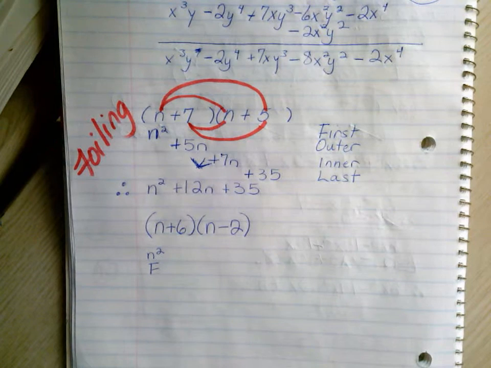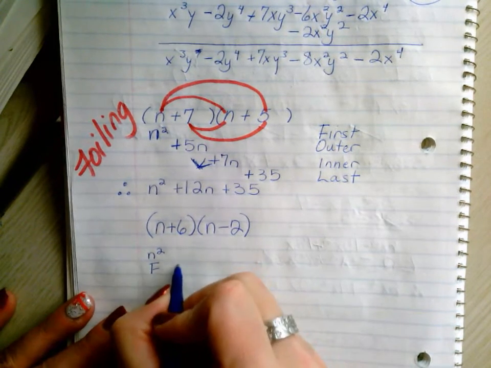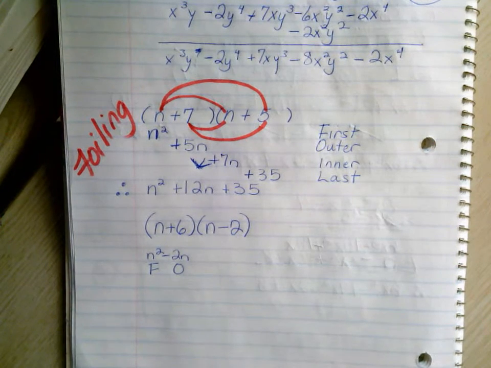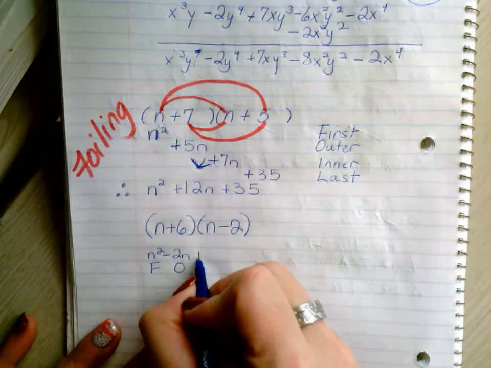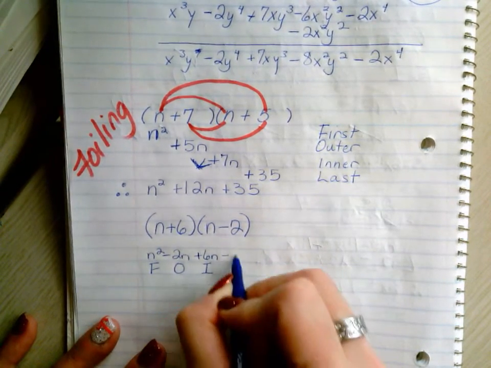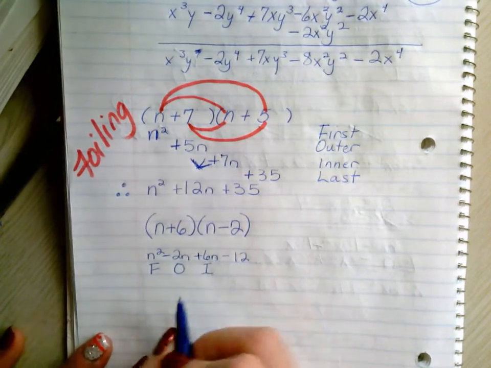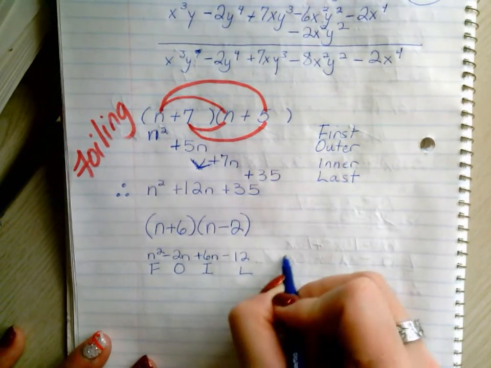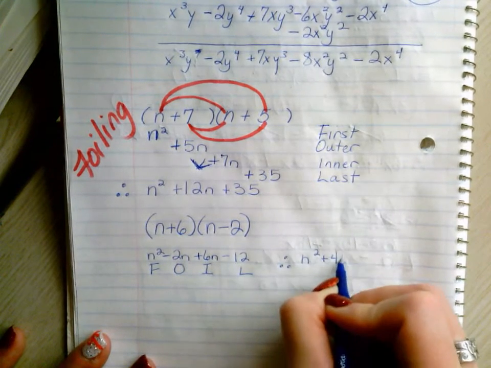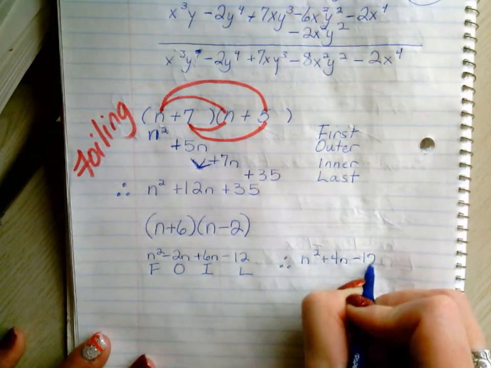What's the result of multiplying the outer terms? Negative 2n. How about the inner 2 terms? Positive 6n. Last? Negative 12. Combine those 2 and you'll end up with n squared plus 4n minus 12.